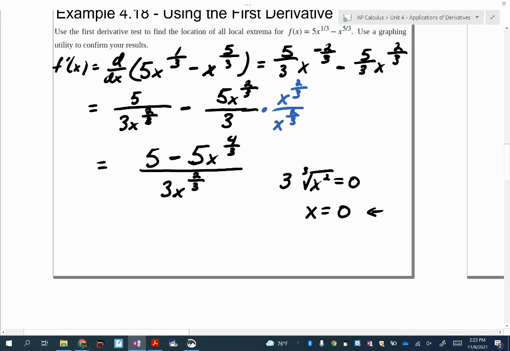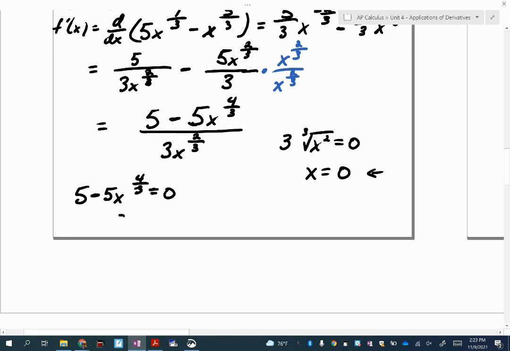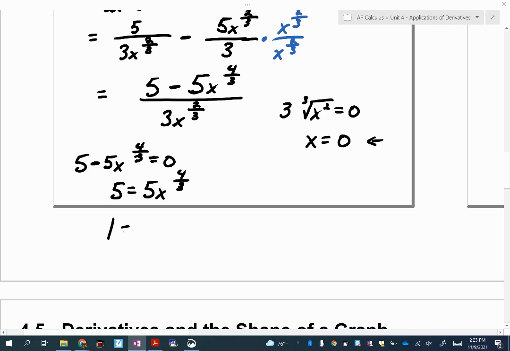Another critical point, or two of them actually, are going to come from the numerator. So if I set the numerator equal to 0, right? So set that equal to 0. Move the 5 over, or I guess you can just move the negative 5x to the 4/3 power. Divide by 5. You get this. We actually solved this in the previous lesson, this exact equation. What I did was I took the 4th root, which means I had to use plus or minus, and then cubing a negative and a positive gave me the same thing. So you should notice that my other critical points are plus or minus 1.